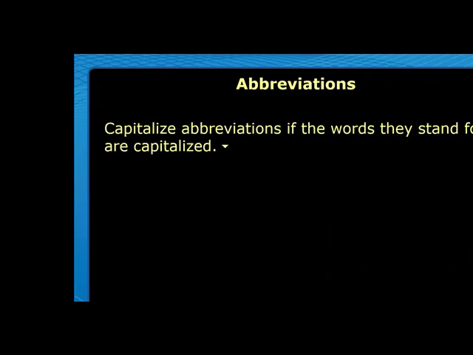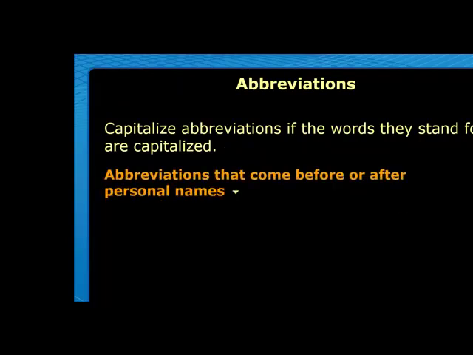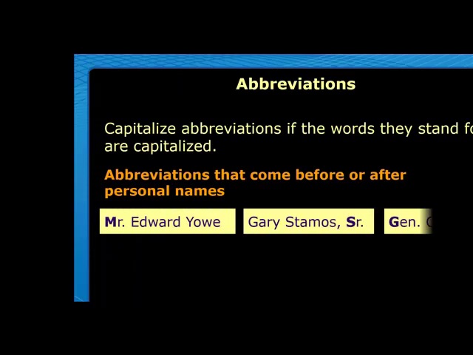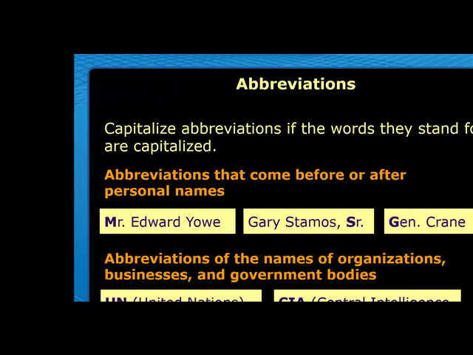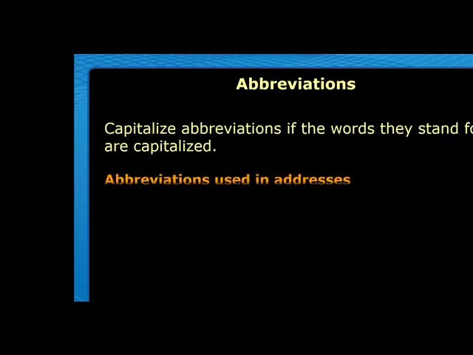Now, let's move to the third rule, abbreviation. What's the meaning of abbreviation? When we shorten very lengthy words into some letters, like, for example, Mr., Sir, Jen, okay? We capitalize them. The UN, the CIA, the FBI, okay?